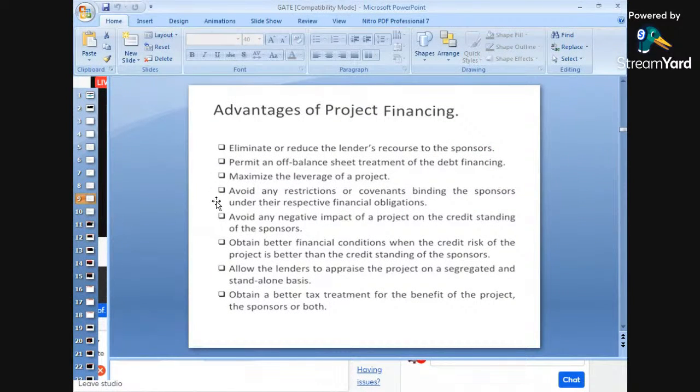Next, it permits off-balance sheet treatment of the debt financing. That means some construction work is to be carried out, but it is not to be stated or mentioned in the balance sheet. In that case, project financing plays an important role. It also maximizes the leverage of the project, avoids any restrictions or covenants binding the sponsors under their respective financial obligations, and avoids any negative impact of a project on the credit standing of the sponsors. You can also obtain better tax treatment for the benefit of the project, the sponsors, or both. These are the various advantages of project financing.